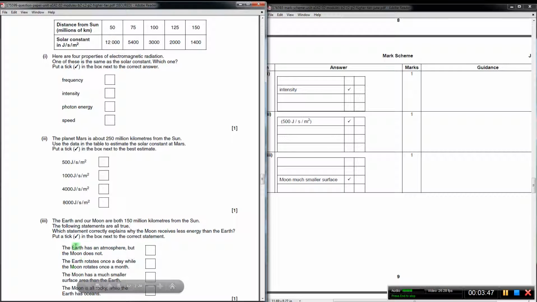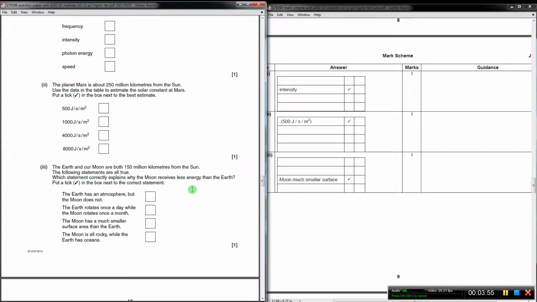Very often when you see these things with 4 true statements, students will often read the first one and realise that it's true and just tick that one. That's not what it's asking. Which statement explains why the Moon receives less energy than the Earth? Okay, so the Earth has an atmosphere that the Moon does not. Well, if anything, that would make the Earth receive less energy because the atmosphere is going to absorb some of the radiation. So there can't be that one.